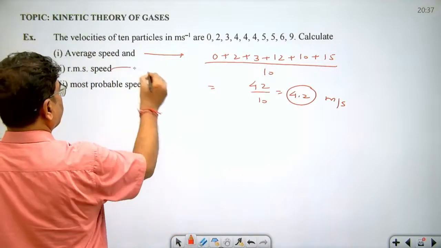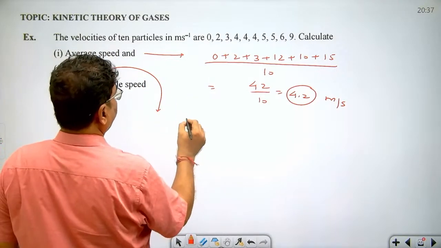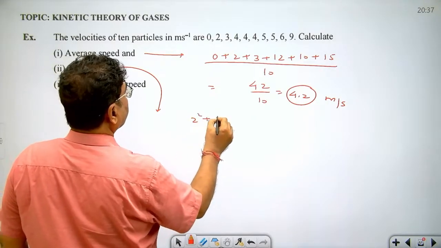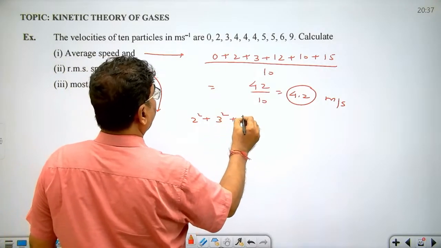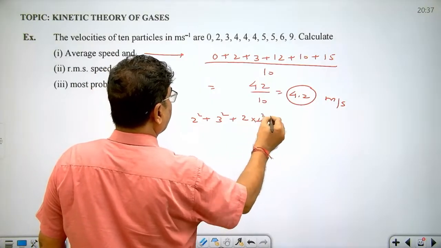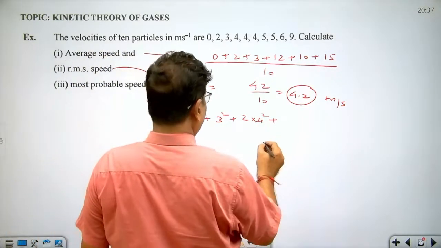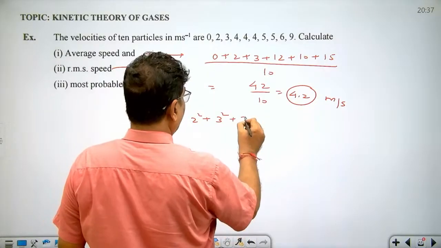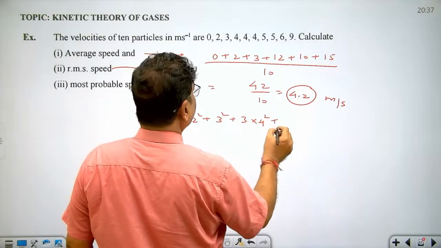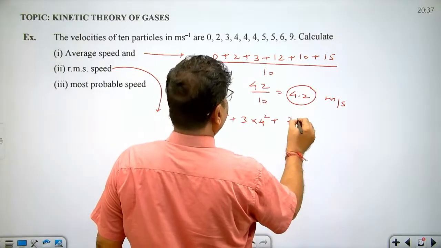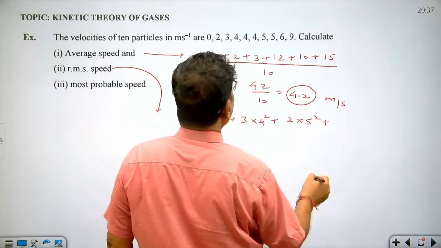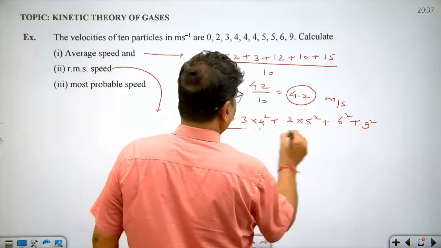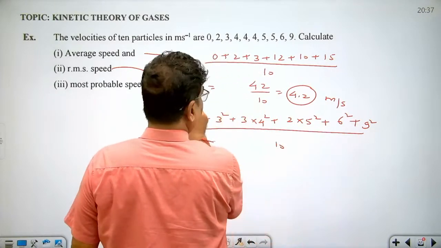What is RMS speed? That you can easily calculate. N1 V1 square plus N2 V2 square plus N3 V3 square plus, sorry, 3 into 4 square, since this number is 3, plus 2 into 5 square plus 6 square plus 9 square, divided by the total number of molecules, 10, and take the under root.